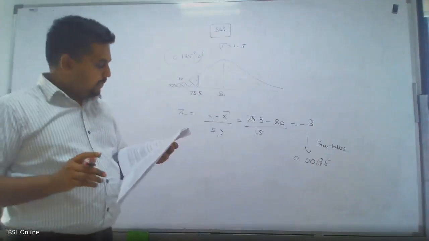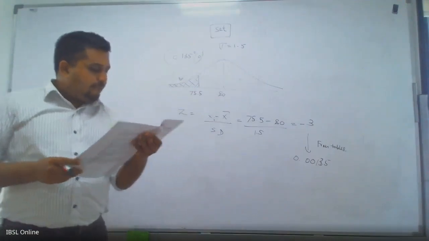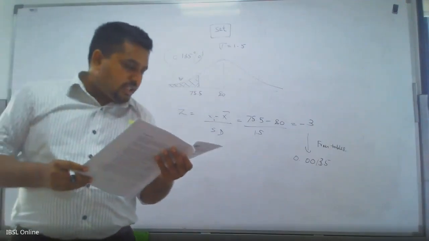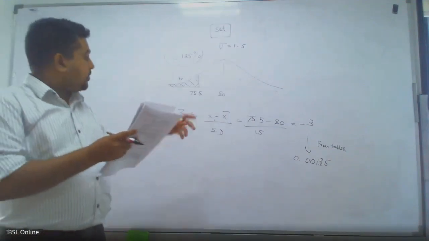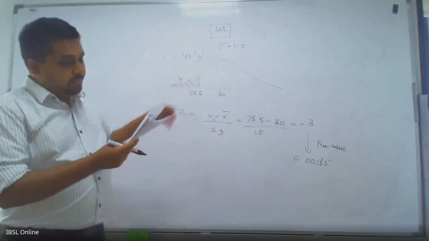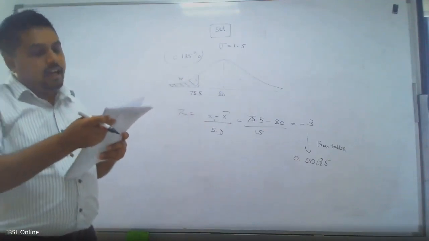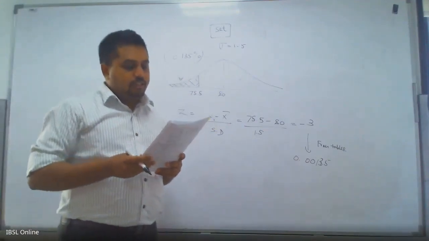0.135% is the answer. Okay. Look at the second part. All set yogurt cups weighing less than 75.50. That means this particular setup are not issued to the market. Right. So they can't go to the market.